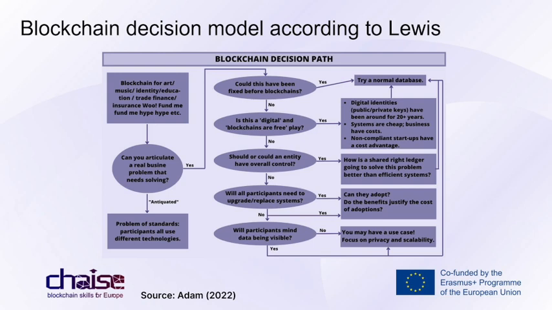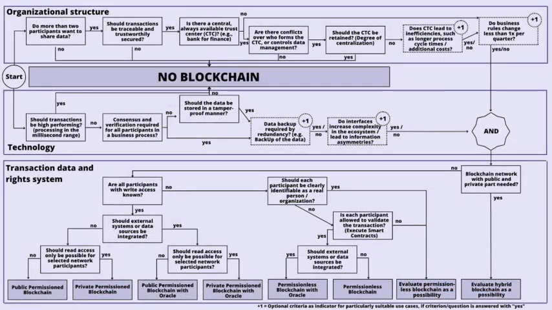Provided it can be assumed that participants do not mind the visibility of their data, then it could be a worthwhile use case. Further development of the business model should focus on privacy and scalability. However, if potential participants have objections to making their data transparent, then this model recommends reconsidering the use of traditional databases. Derived from the previous models, Urban has developed another decision model.